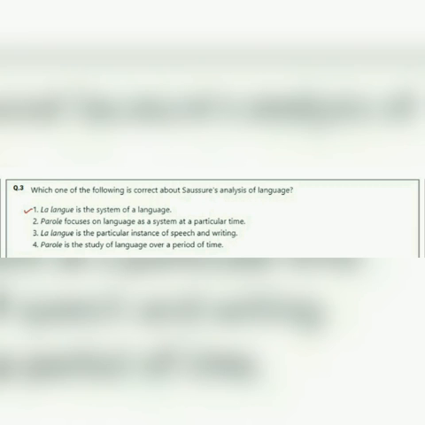We know that langue is the system and capacity of communication that we all possess. It is an inherent idea about the language and its system which we all possess. On the other hand, parole is the actual action that we engage in when we speak. So considering that, the only correct option here is option number 1. Langue is the system of a language.